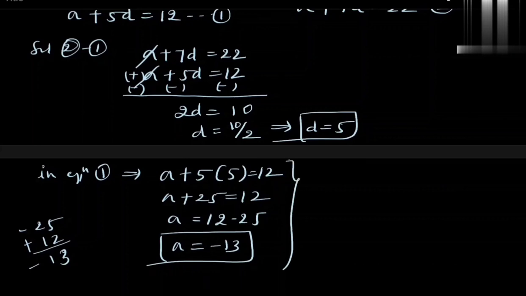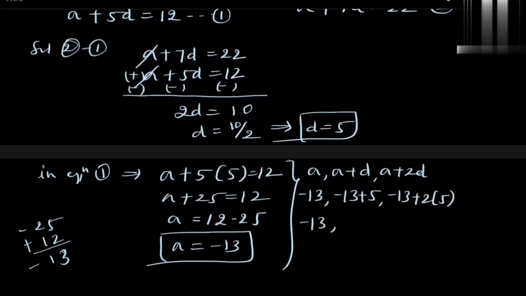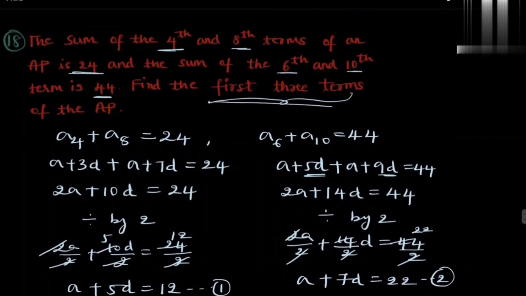So next we want to find the first 3 terms. The general form of an AP is a, a plus d, a plus 2d, because here we want to find the first 3 terms. So a is the first term, a plus d the second term, a plus 2d is the third term. So substitute the first term and common difference here. Here a is minus 13. So minus 13 plus the common difference 5 is minus 8. Again, minus 13 plus 2 fives, which are 10, is minus 3. So minus 13, minus 8, minus 3 are the first 3 terms of the AP here.